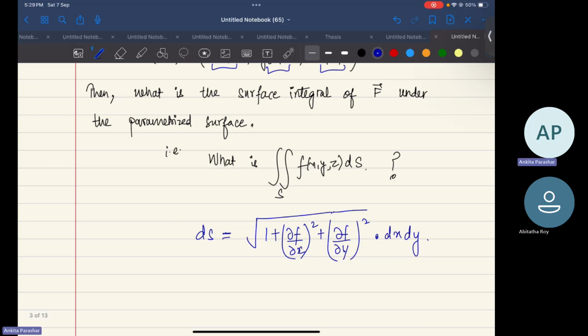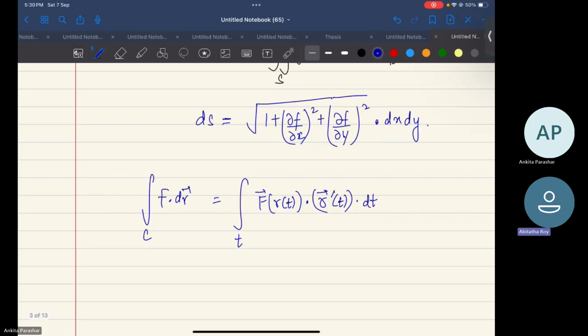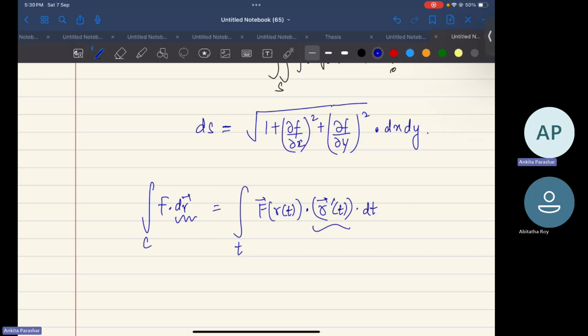You remember something, just one thing. When we have F dot dr, you remember we changed by parameterization to a certain parameter, let's say the parameter is t. Your F would be changed to F of r(t), and this would be changed by r prime t, and then dt. You remember this thing. So this has been changed by a certain other parameter, but with the difference that there is r prime t.